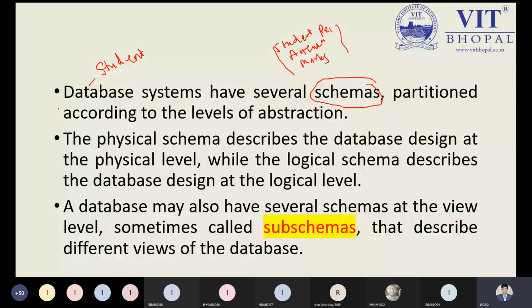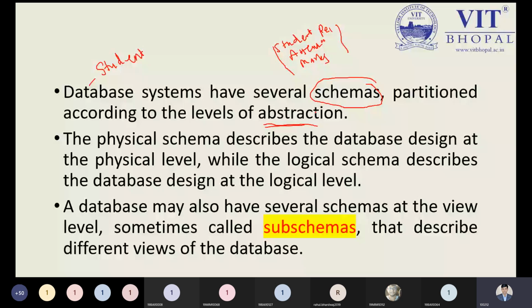A database system has several schemas, partitioned according to the level of abstraction. So once the different levels of abstraction are clear to you, then you can adjust all the schemas along with your database. So this is the point you need to keep in mind.